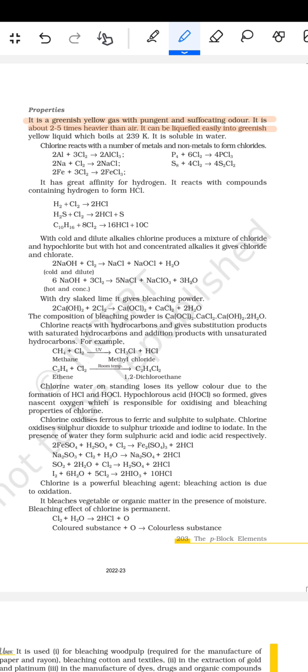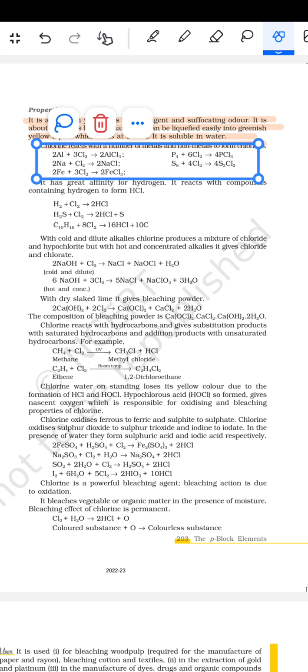Chlorine can be liquefied easily into a greenish yellow liquid which boils at 239 Kelvin. It is soluble in water. Chlorine reacts with a number of metals and non-metals to form chlorides, for example Al plus Cl2 gives AlCl3, Na plus Cl2 gives NaCl, Fe plus Cl2 gives FeCl3, then P4 plus Cl2 gives PCl3, and S8 plus Cl2 gives S2Cl2.